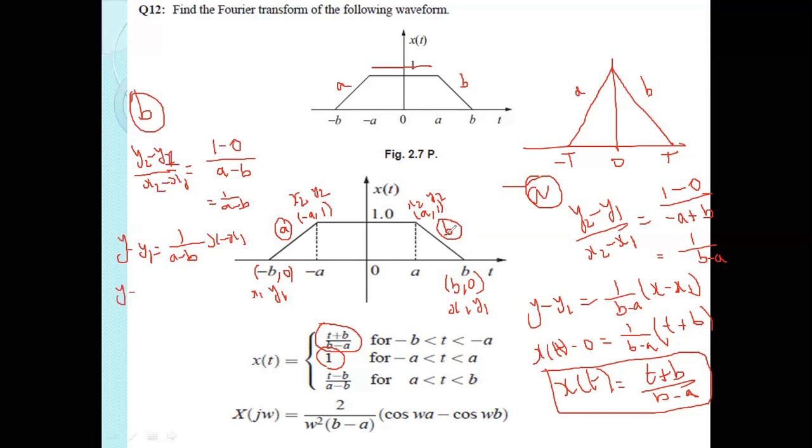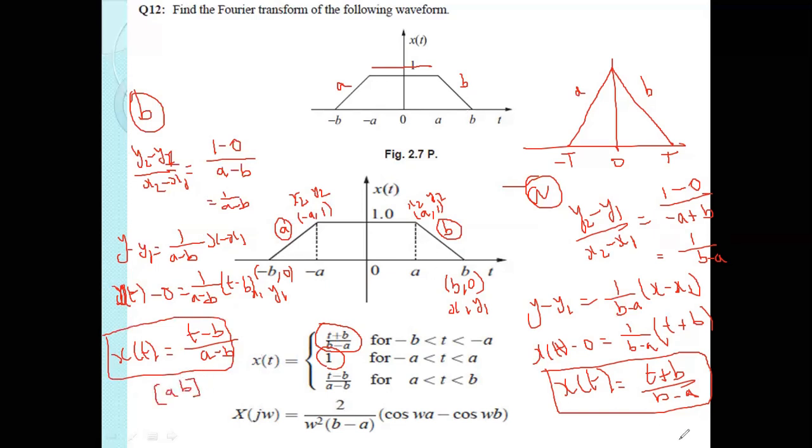Y minus y1. What is the y1 here? It is 0. Y is nothing but x of t. X of t minus 0 is equal to 1 by a minus b, and the x value is the t variable, so t minus x1 which is b. So the x of t is equal to (t minus b) by (a minus b) in the range of the interval a to b, and this is the interval between minus b to minus a. Got it, my dear students?